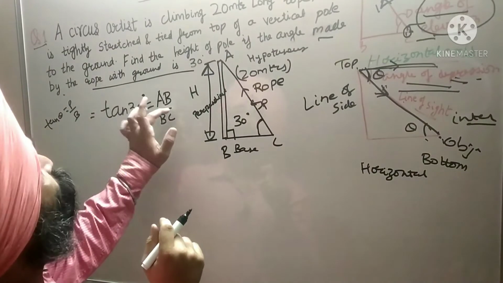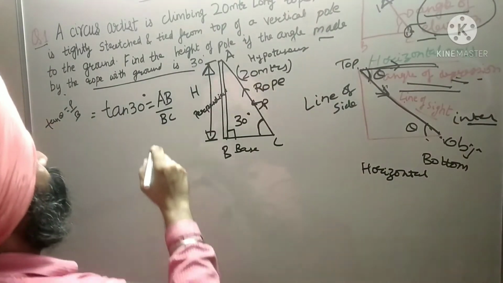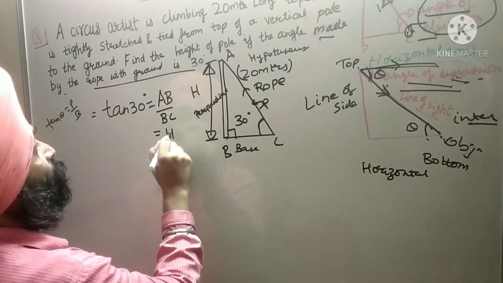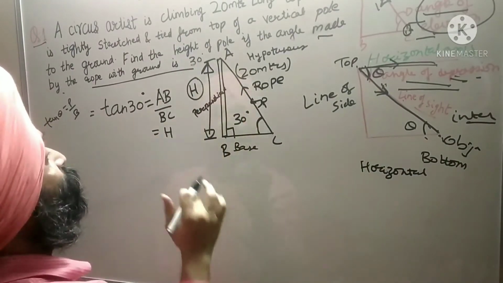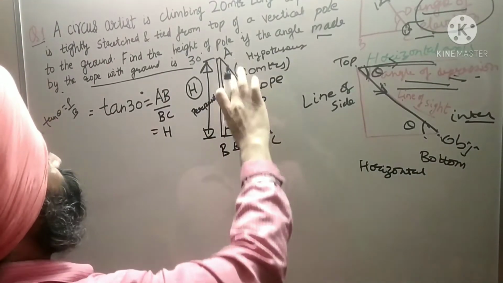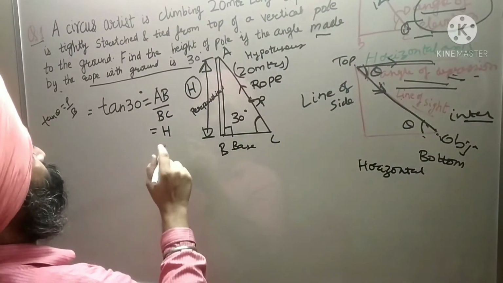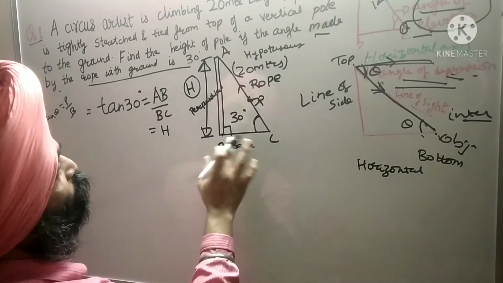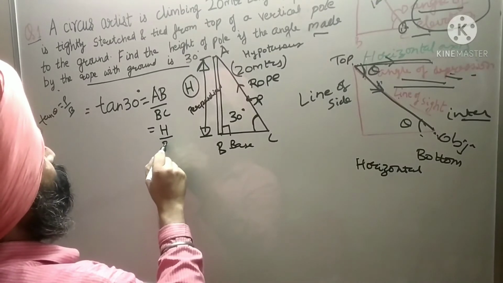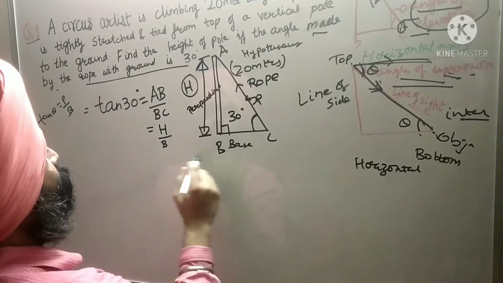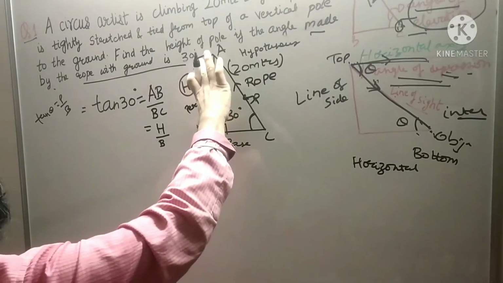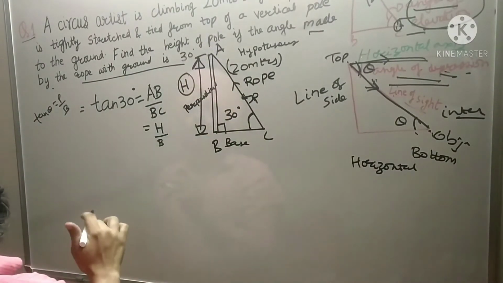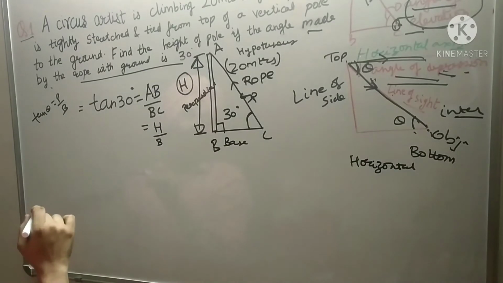So what is the value of AB? We have considered h as the height. So this is the base. What is the base? We do not know the base either, so let's take b as the base. h is the height of the pole. So what is tan 30?